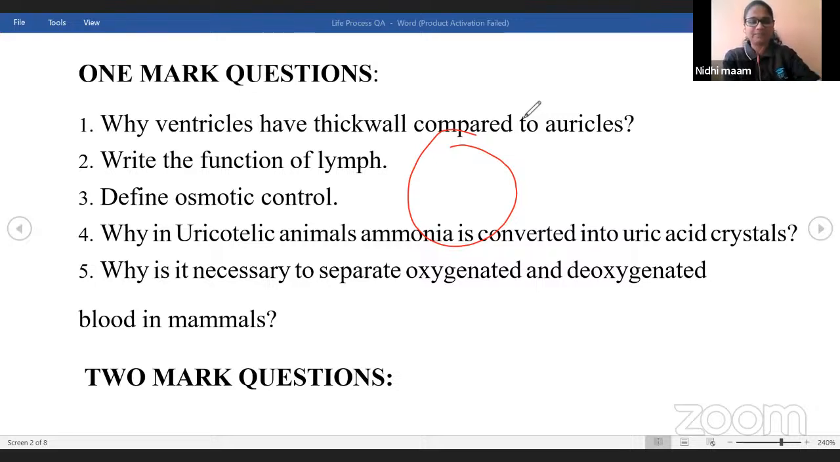Yes, anyone? YouTube students, why in uricotelic animals is ammonia converted into uric acid? Why is it necessary? Ammonia itself could have been excreted, right? Why does it have to be converted into uric acid crystals? You can refer to your textbook, you can refer to your notes to add to the answer, guys.